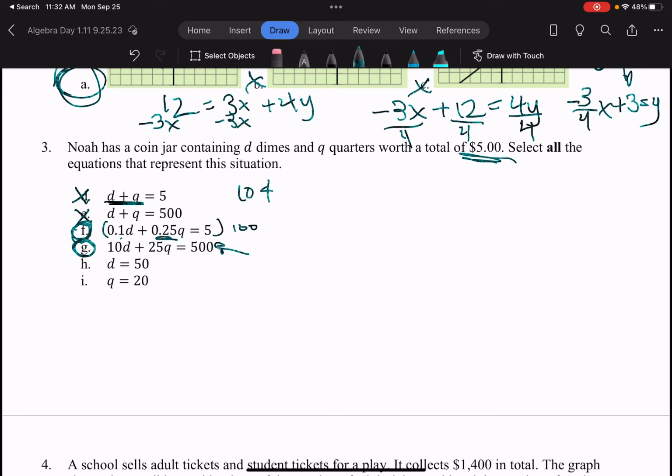H and I are giving us how many dimes and how many quarters we have, but there are multiple different variations that we could have, and that does not represent the full situation.